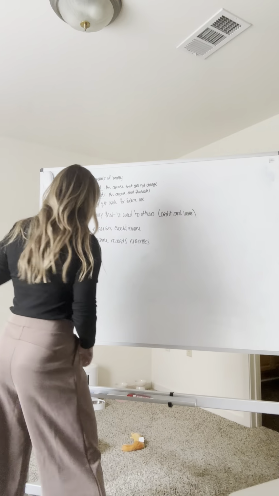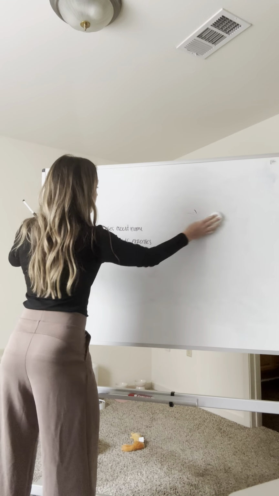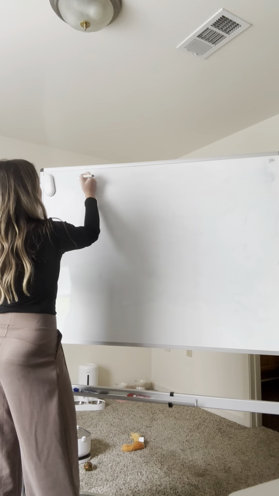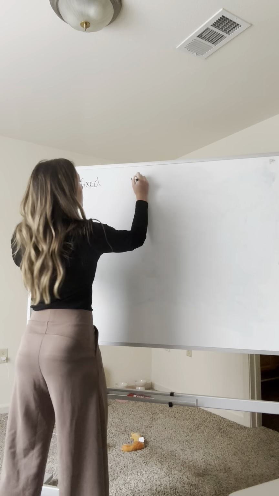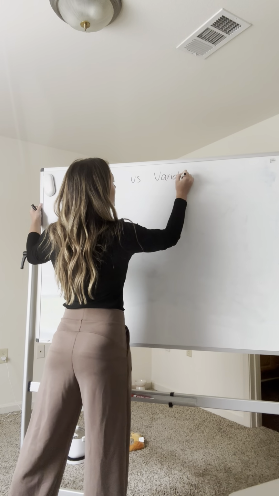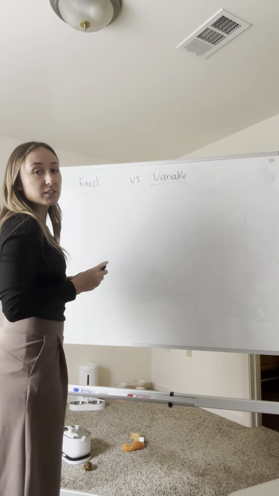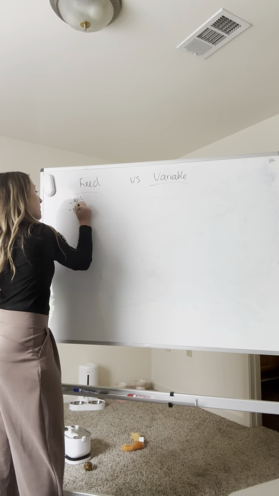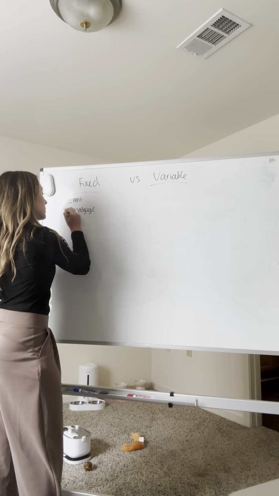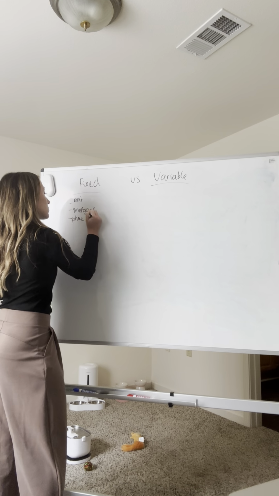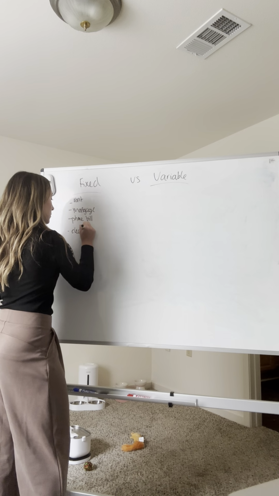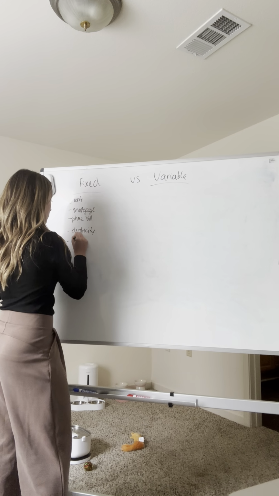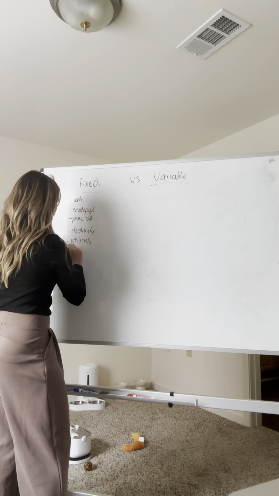So get a new piece of paper out. We're going to quickly go over some of our fixed versus variable expenses. So at the top, I want you to write fixed versus variable and underline them. Some of our fixed expenses would be rent, mortgage, phone bill, electricity, maybe utilities, and let's say car payment.